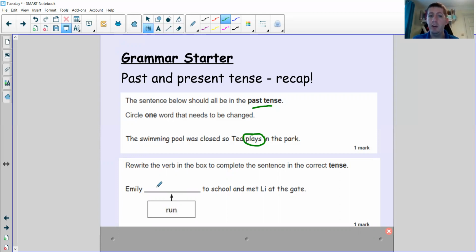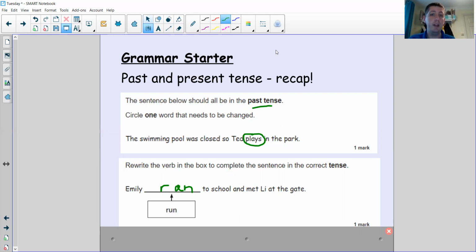Did you say the answer runned? Emily runned to school and met Lee at the gate. If you said that, it's wrong. That is a common word that people get wrong. The past tense of run is not runned, it's actually ran. Emily ran to school and met Lee at the gate. So you should have ran, not runned. So make sure you don't make that mistake in the future.